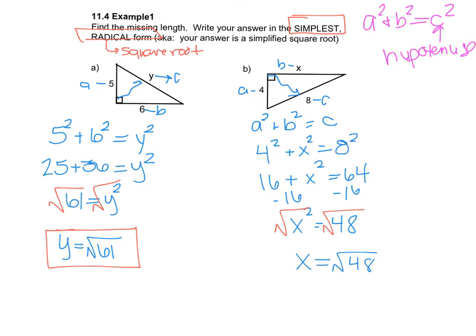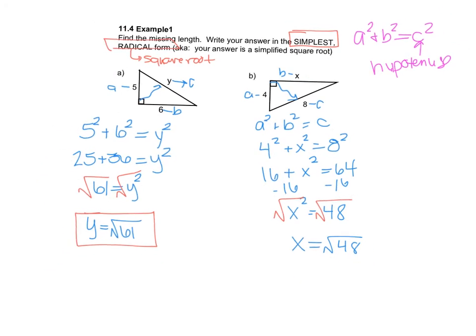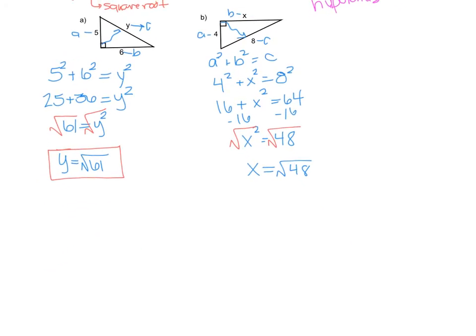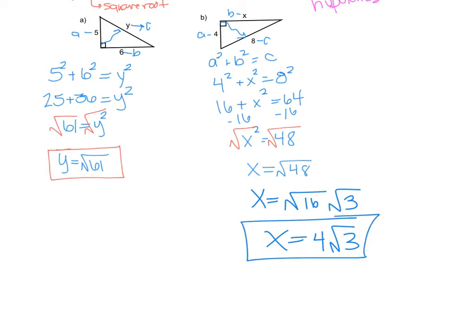And then from here, again, I need to make sure that I'm writing my answer in simplest radical form. So from here, I think, well, is 48 divisible by any perfect squares? The largest perfect square that divides into 48 is 16, because that's 16 times 3. So x is actually equal to 4 square roots of 3, and that is my answer in simplest radical form. And if I were to take this answer and plug it back into the triangle and use the Pythagorean theorem, it would in fact make the Pythagorean theorem true.